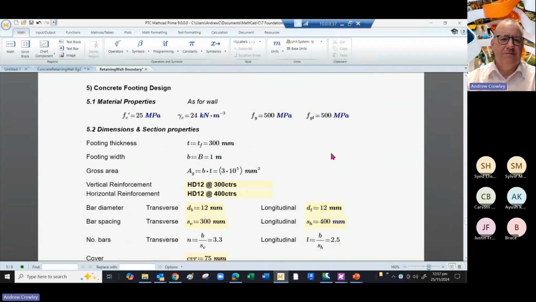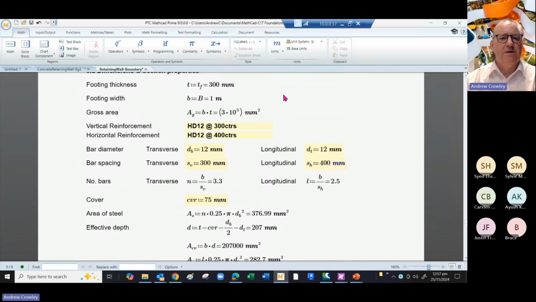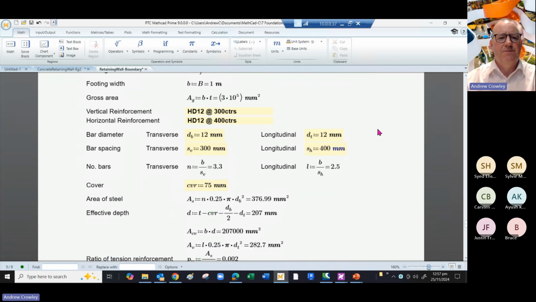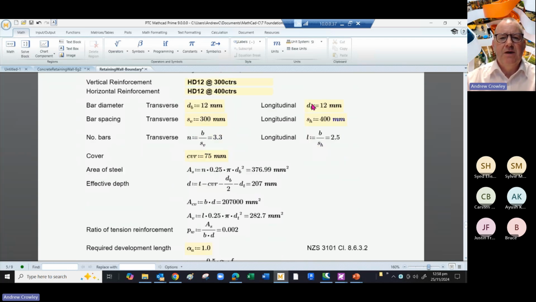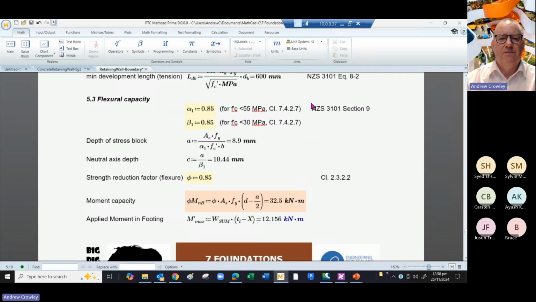Looking at the concrete footing, so we put in similar parameters from above. We've got our concrete strengths and we're working out the concrete footing sizes. So we've got a thickness of 300 and a width, looking at unit width and gross area of the concrete. Again, we're looking at HD12s, calling it vertical reinforcement. The vertical reinforcement continues down into the footing. And so we've got our steel areas calculated from that. And from that, using the equations in NZS 3101, we can work out what the moment capacity is.